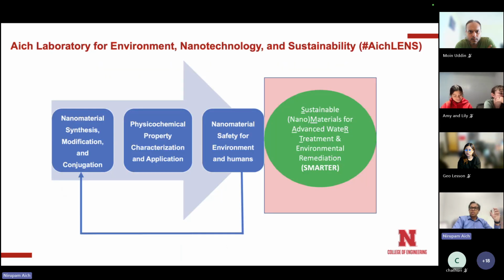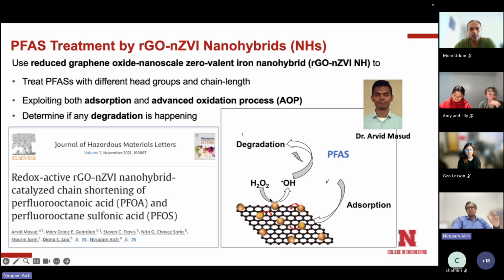So what we do is we design new nanomaterials. We look at their properties and whether we can use them for water treatment, but at the same time we try to understand if the nanomaterials that we are designing are also toxic for humans or not. So we designed a nanomaterial. It's not a new nanomaterial, but we use it for the first time for PFAS: we take these graphene sheets and put iron nanoparticles on them. So this was our first project.